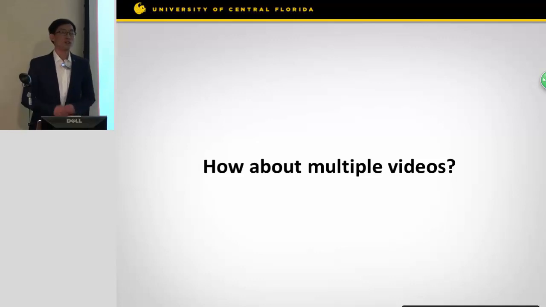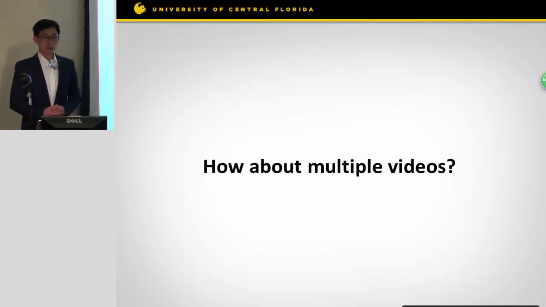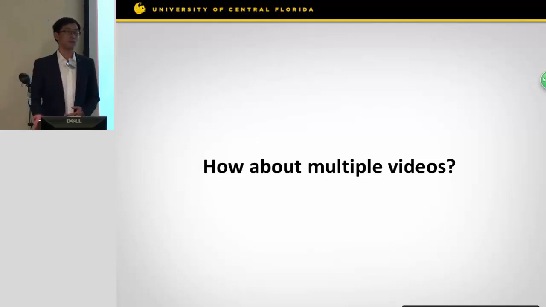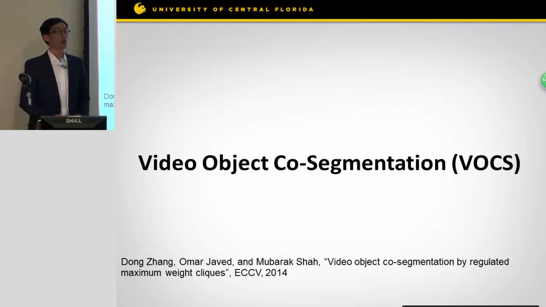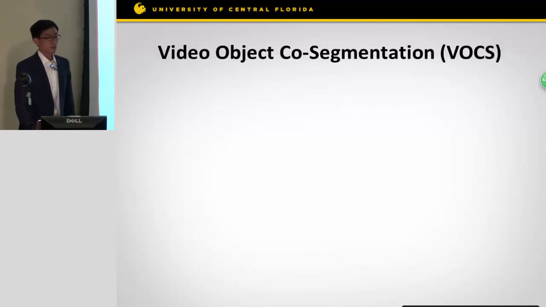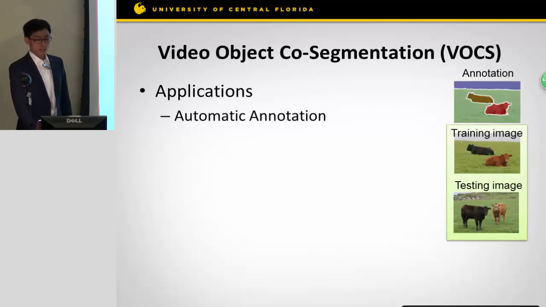As you might see, video object segmentation only handles a single video. So can we use multiple videos to improve the segmentation? To answer this question, I will introduce the second problem, which is the video object co-segmentation problem. We have published this work at ECCV 2014. Also, this problem has a lot of applications.